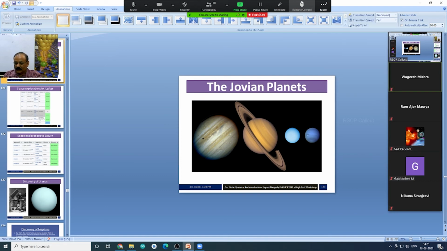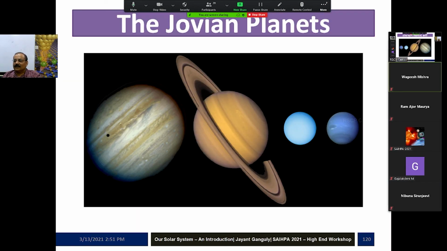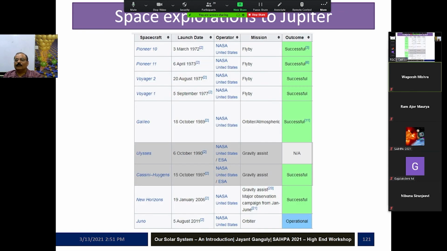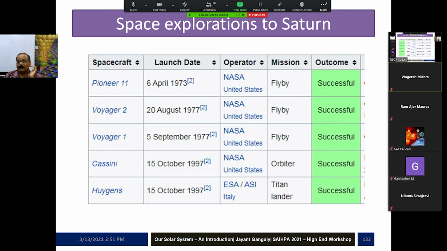We have explored the terrestrial planets. Now we are exploring the Jovian planets. Jovians are, as we have seen, mostly gas planets, gas giants. A lot of probes have visited Jupiter, as illustrated here, at various phases of time, and they have given us a lot of information. Similarly, we have Pioneer, Voyager 2, Voyager 1, Cassini, Huygens. They have also given us information.